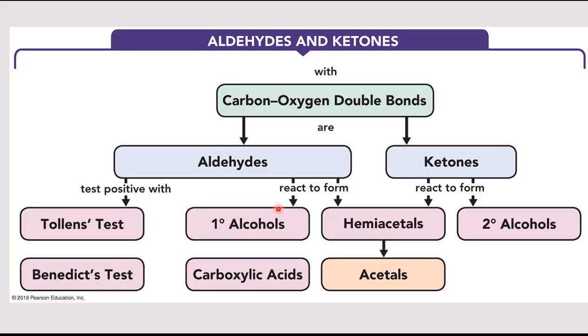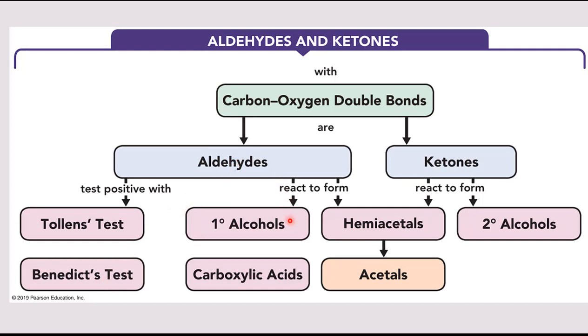Okay, so just to summarize what we have talked about, aldehydes and ketones are a group of molecules in which we have a carbon-oxygen double bond. If that carbon-oxygen double bond is at the end of the chain, we call it an aldehyde. If it's in the middle of the chain, we call it a ketone. Aldehydes will test positive with Tollens' reagent, as well as another test called Benedict's test, which we haven't talked about. That has to do with sugars, and we will talk about that in the carbohydrate chapter.